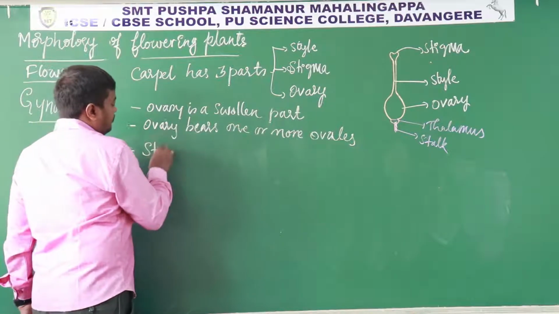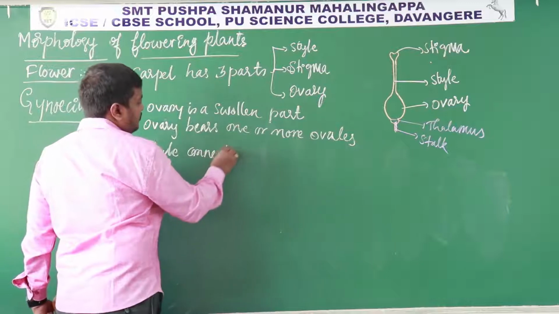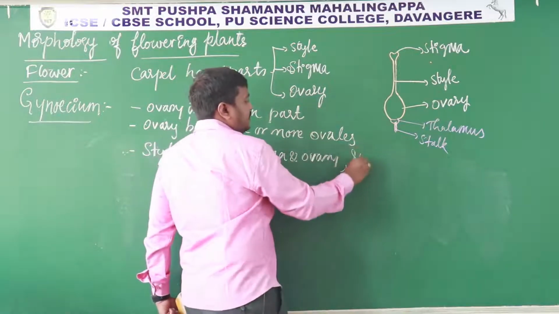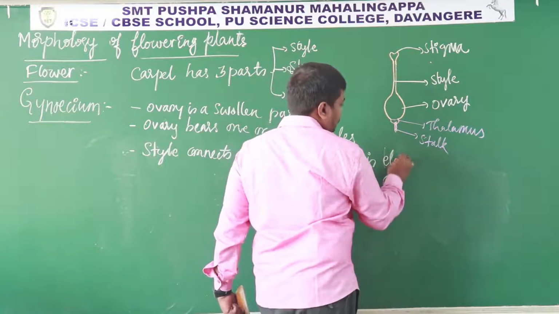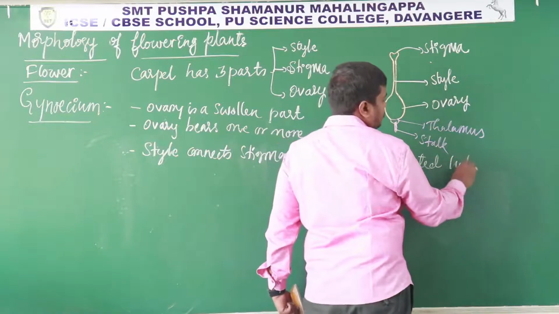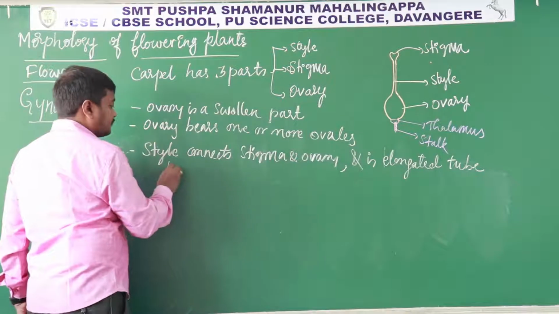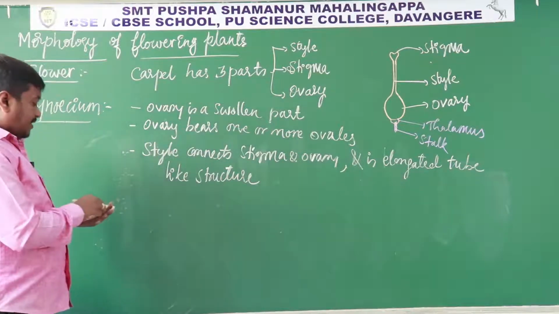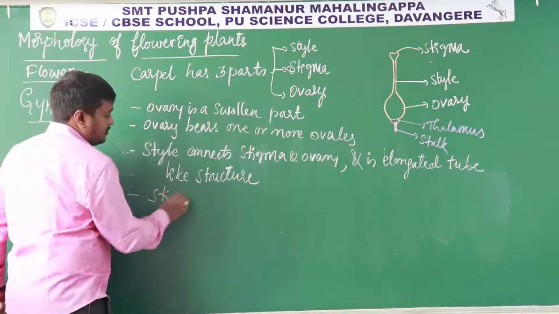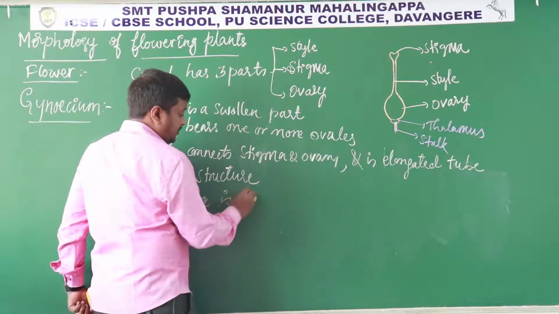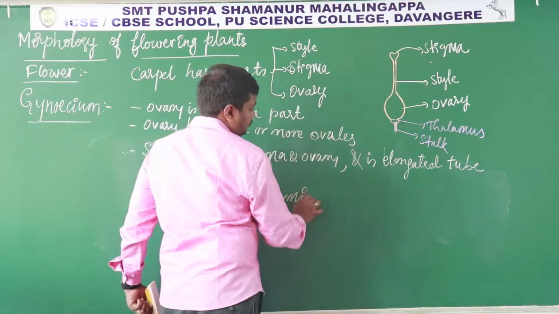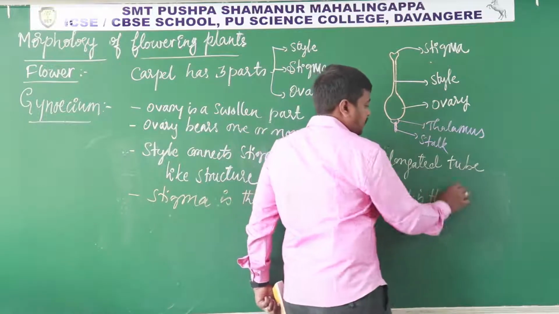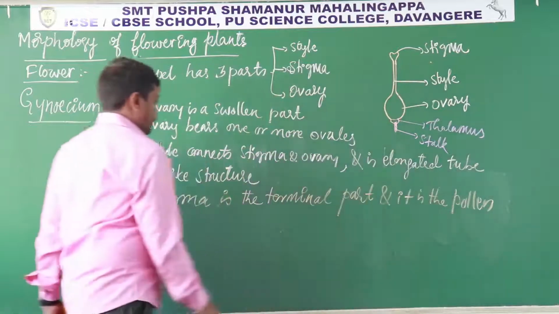Then the style connects the stigma and the ovary, and it is an elongated, tube-like structure. It is long and tube-like inside. And the stigma is the terminal part, and it is the pollen receiving structure.